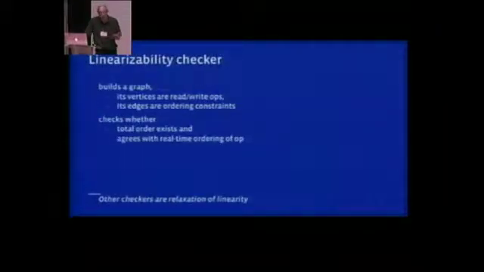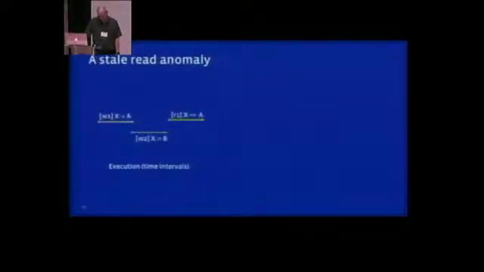And so what we built is a linearizability checker, which builds a graph where the vertices are read and write operations, and the edges are ordering constraints. Then we can see whether a total order exists, and if it exists, it simply means the graph is not cyclic, right? And so let's try this, and I'll show you how we detect, for example, stale read anomalies.